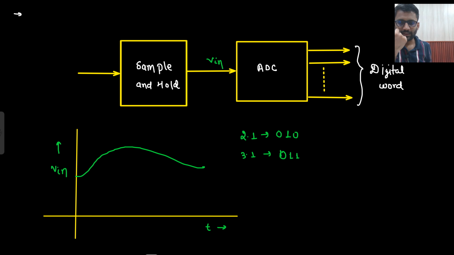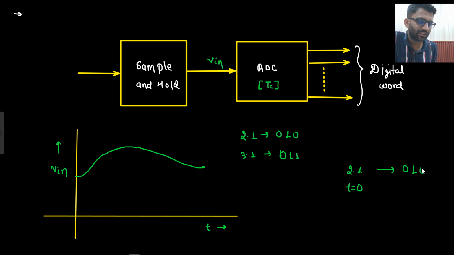Why is that so? Look, this ADC will have some finite conversion time. For dual slope ADC it would be different, for counter type ADC, for SAR type ADC, for flash type ADC. All ADCs will have different conversion times. So it will take some time to convert the analog input to a digital word. If I am applying 2.1 volt at t equals 0, then I am not going to receive 010 at t equals 0 only. It will take some conversion time.